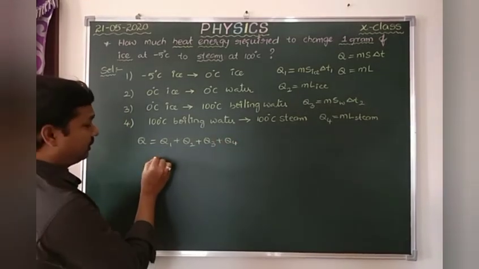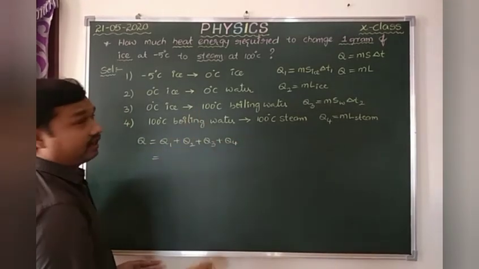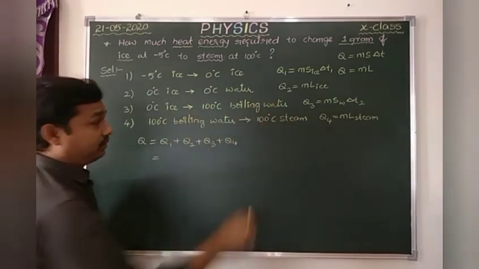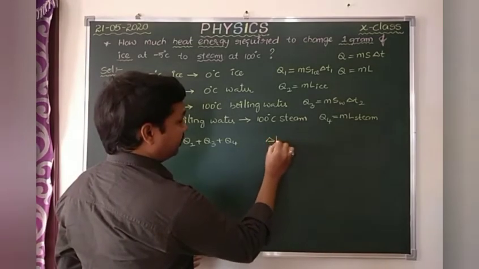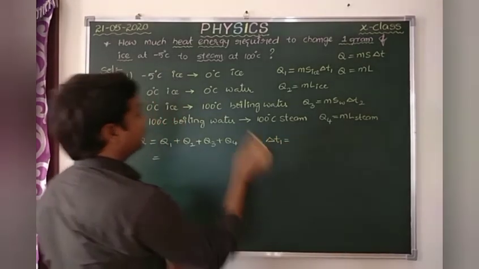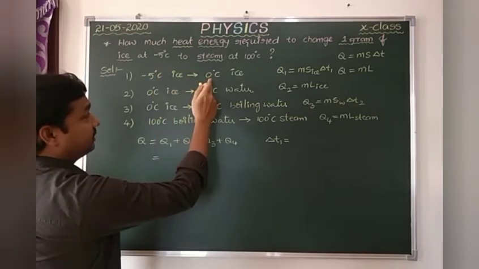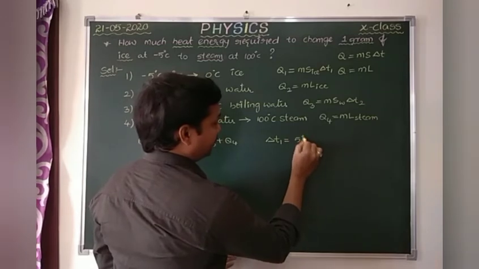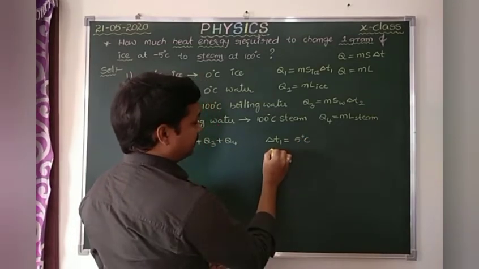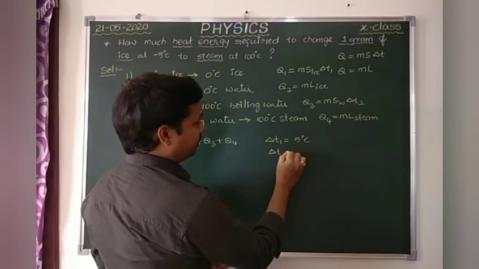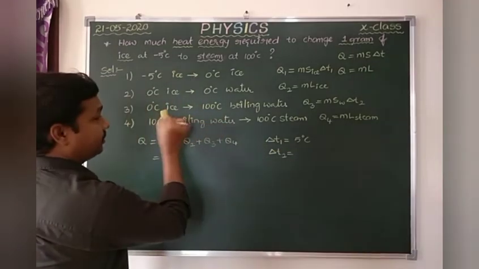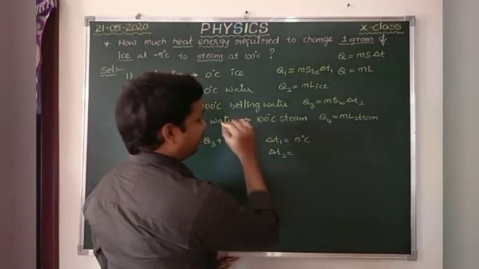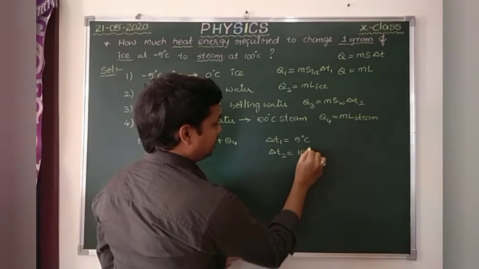What is Q1? There is a change in temperature delta T1, and in the third case, delta T2. Delta T1, how much change in temperature? We have minus 5 degrees Celsius to 0 degrees Celsius, so we will get 5 degrees Celsius. Directly I am writing 5 degrees Celsius. And what is delta T2? Delta T2 is 0 degrees Celsius ice changing into 100 degrees Celsius boiling water. So 100 minus 0 is giving you 100 degrees Celsius.